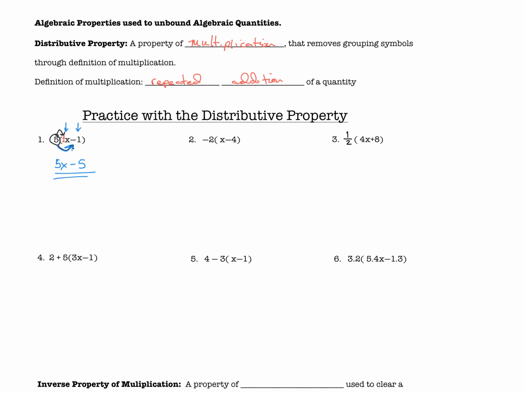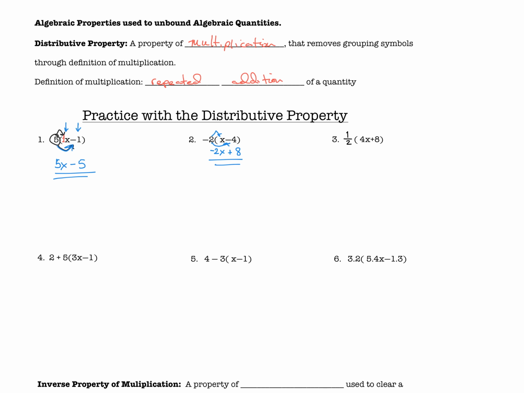So on number 2, just to do some practice with these, negative 2 times x is negative 2x, because negative 2 times positive 1 is negative 2. And then negative 2 times negative 4, and a negative times a negative is a positive, so that's positive 8. And then there is the distributive property. Moving on to number 3.